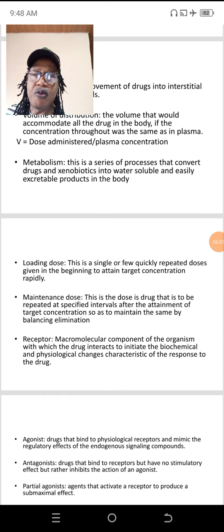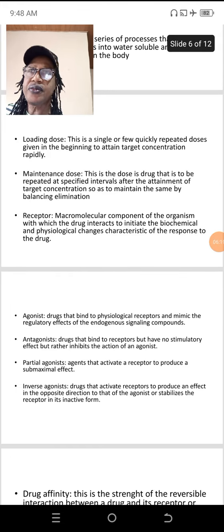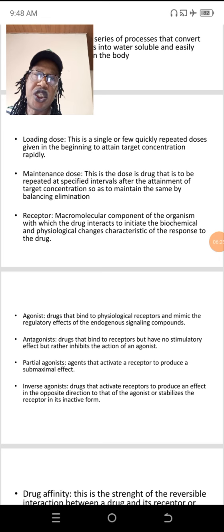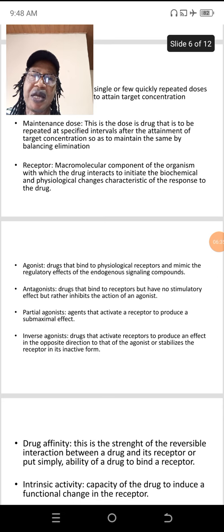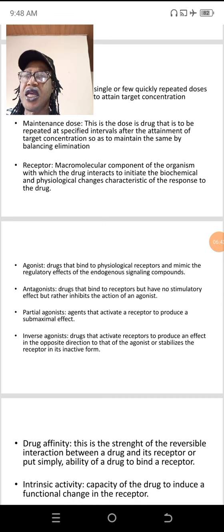Receptors are macromolecular components of the organism with which the drug interacts to initiate the biochemical and physiological changes characteristic of the response to the drug. Agonists. Drugs that bind to physiological receptors to mimic the regulatory effects of the endogenous signaling compounds are called agonists. And antagonists, on the other hand, are drugs that bind to receptors but have no stimulatory effects, but rather inhibit the action of an agonist.